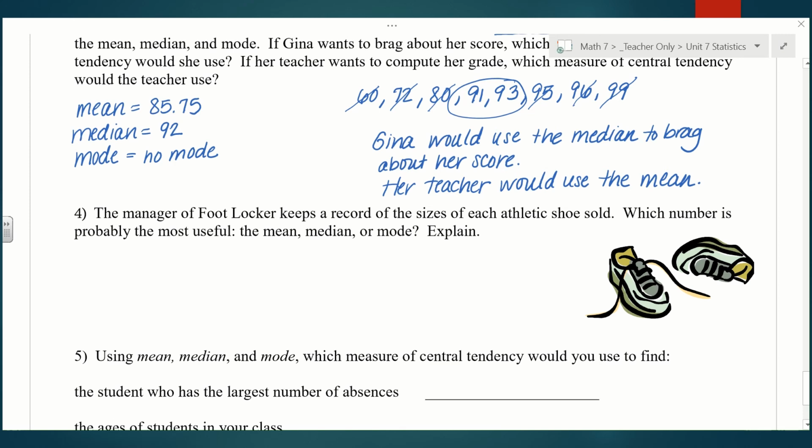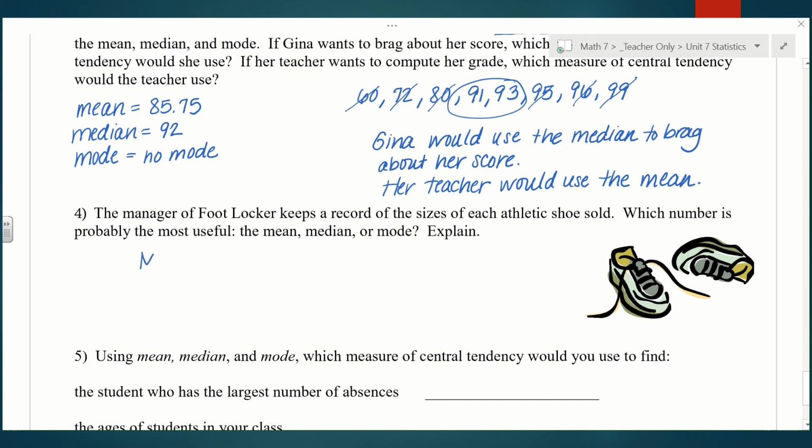Okay, so in my mind, I automatically think the mode, because whatever shoe size is selling the most makes sense to keep in stock, right? If I'm looking for the average, that doesn't really help me much as far as what shoes I need to keep in stock. Same thing with the median, doesn't really matter to me. What matters to me is what's flying off the shelves the fastest, and that would be the mode.